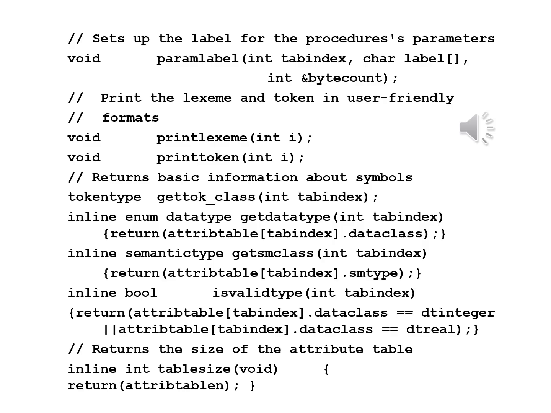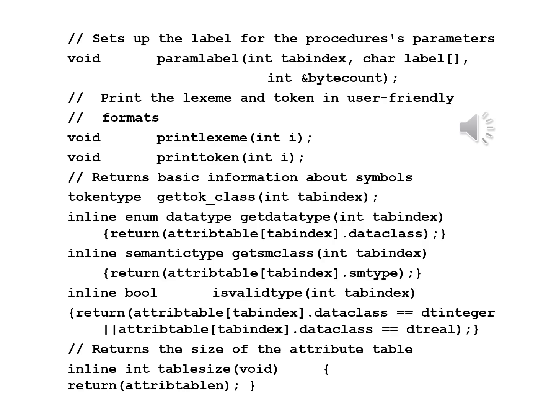This is very useful when we are debugging. We have three accessors next. getTokenClass returns the token, getDataType returns the data type, and getSMClass returns the semantic type. The last two are examples of inline functions, meaning that the procedure's code is actually written into the object code where the method is called. While it uses a bit more space than if we actually had only a procedure call here, it runs more quickly. We use this for the next two procedures as well.